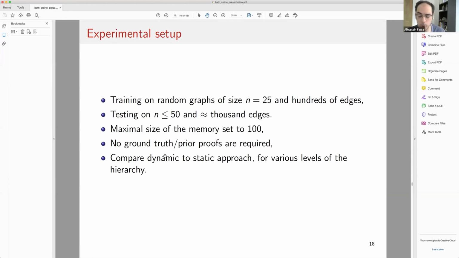Because these are the graphs where it's actually more difficult to solve the independent set problem, or the stable set problem, we tested it on graphs where the number of nodes is around 50 and you have thousands of edges. We set the episode length to 100, and again there is no ground truth or prior proofs at all. So this is completely unsupervised, and the idea is to see how this dynamic and static approach differ from each other, and whether we can use machine learning to guide which functions to take from higher levels of the hierarchy, without taking the full thing.